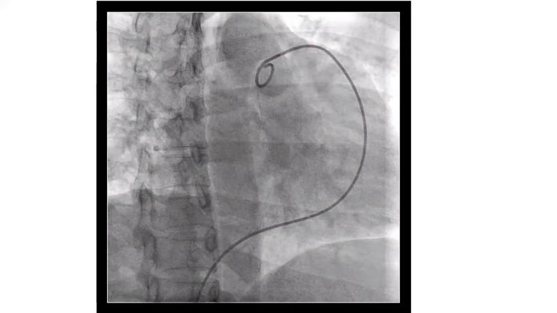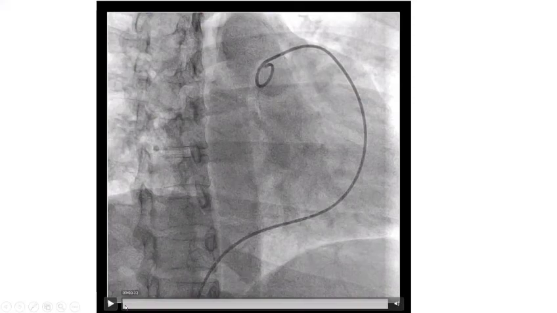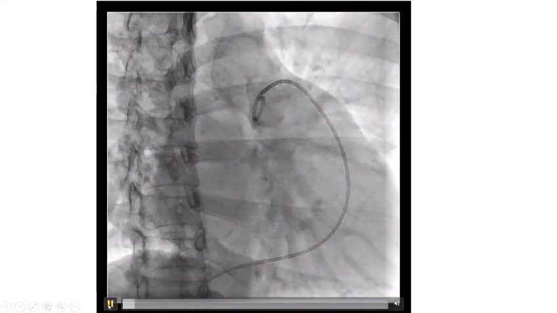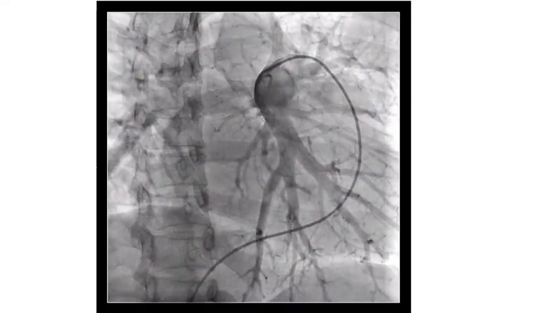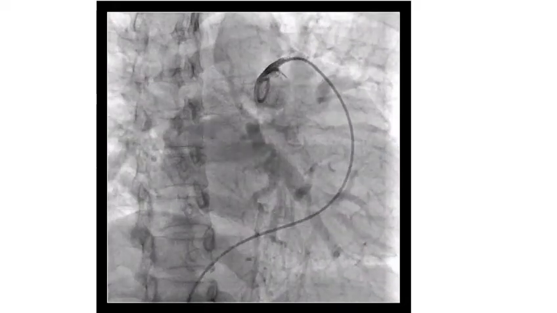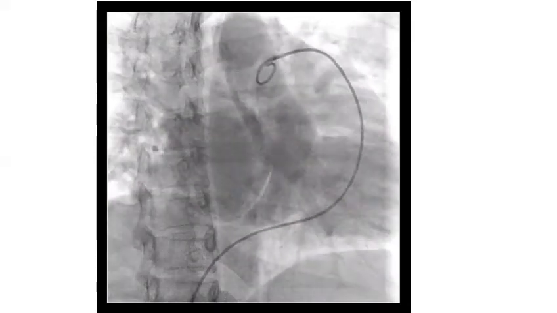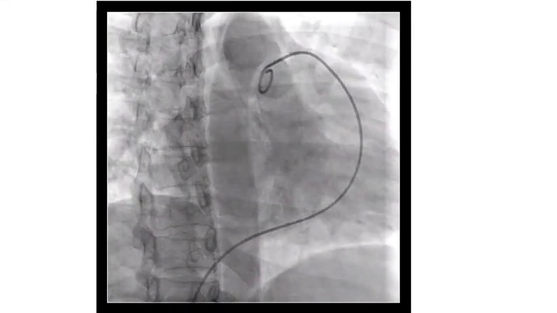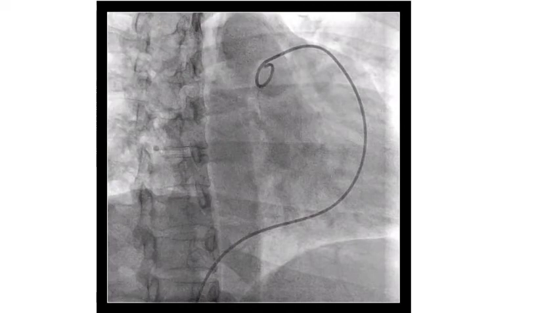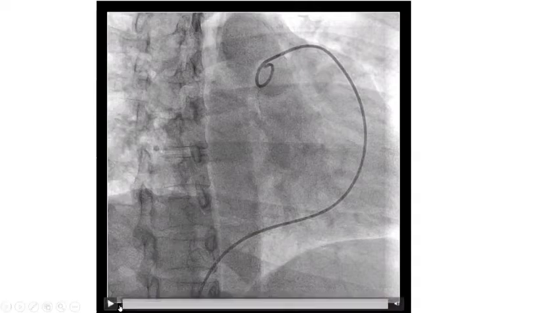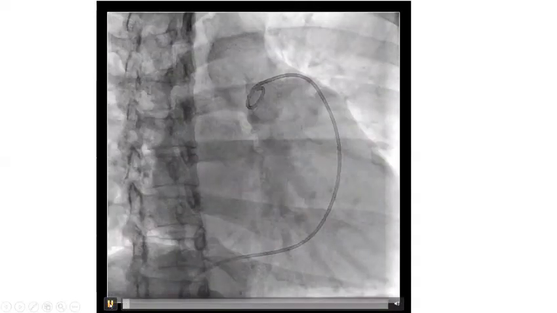So, VST? In VST, do you do RAO view? No, sir. What is the purpose of doing RAO view? What is the purpose of doing LAO view? Sir, in prosthetic valve thrombosis, we do LAO of aortic and RAO of mitral. Now you should be clear what is the purpose of doing these two views.